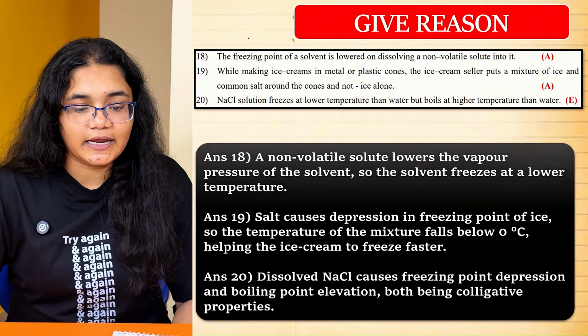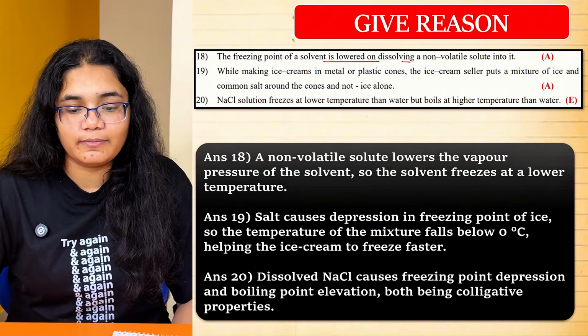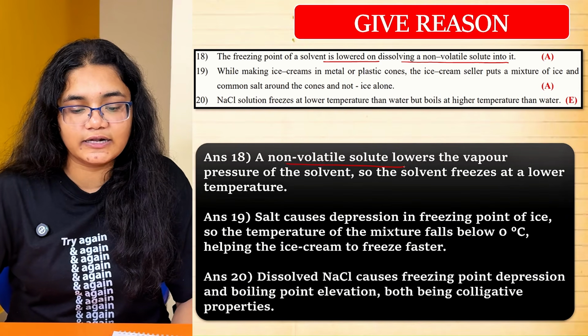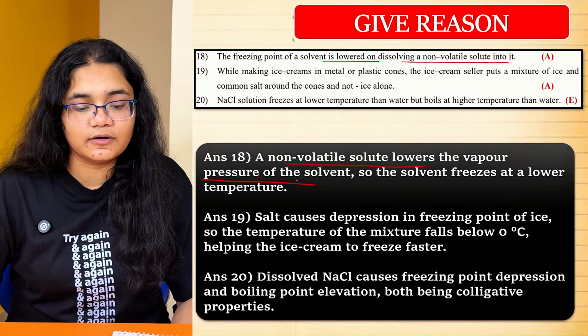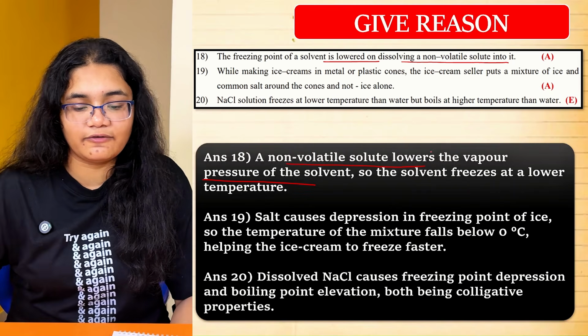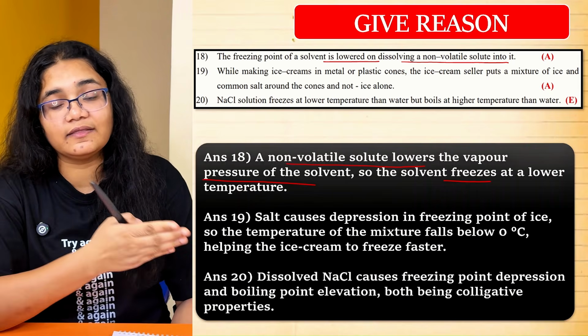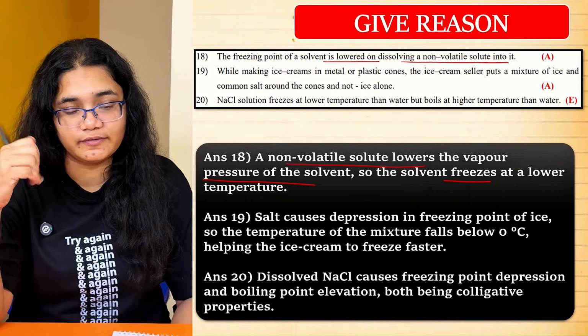Next, we'll see question number 18. The freezing point of a solvent is lowered by dissolution of a non-volatile solute in it. Again, we have discussed this question. When a non-volatile solute lowers the vapor pressure, you now have to cool the solution to a lower temperature to meet the vapor pressure of the solid solvent.